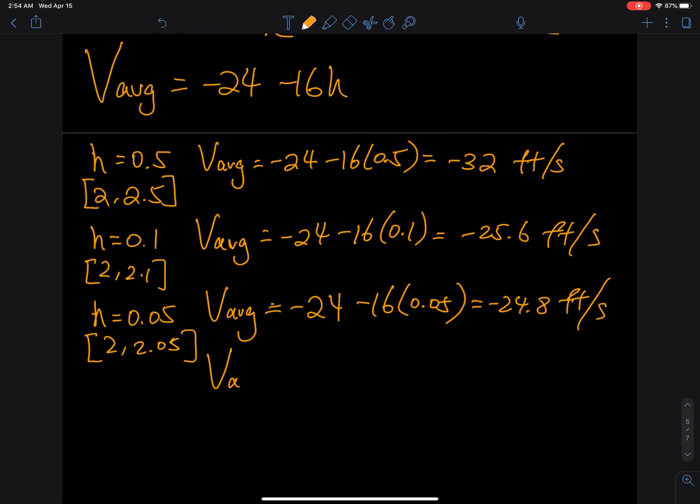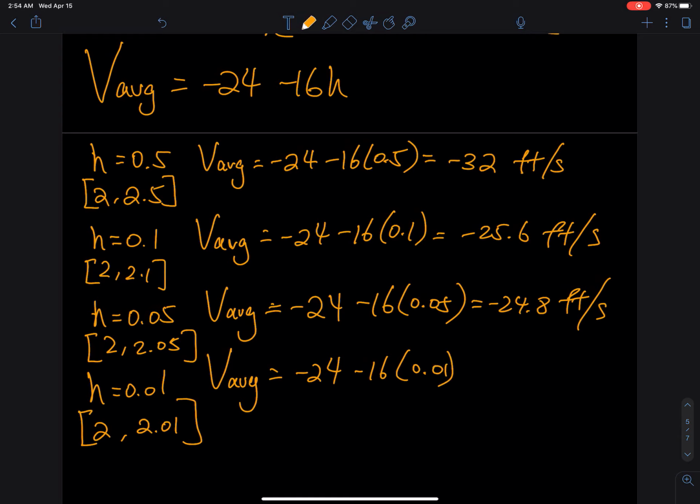And then the last one, average velocity is negative 24 minus 16. I haven't given you the last one yet. It's 0.01. So you start at 2 and then you step 0.01 forward. That is 16 times 0.01, equals negative 24.16 feet per second. So that answers part A. And then in part B, what did they ask?